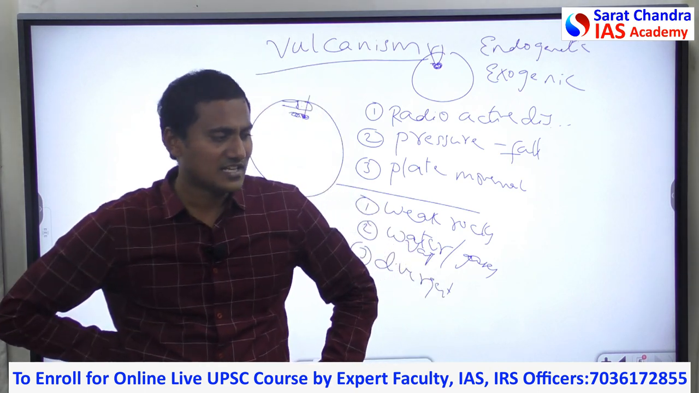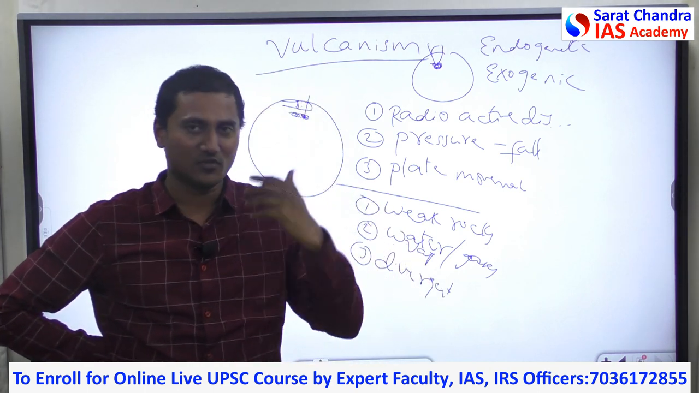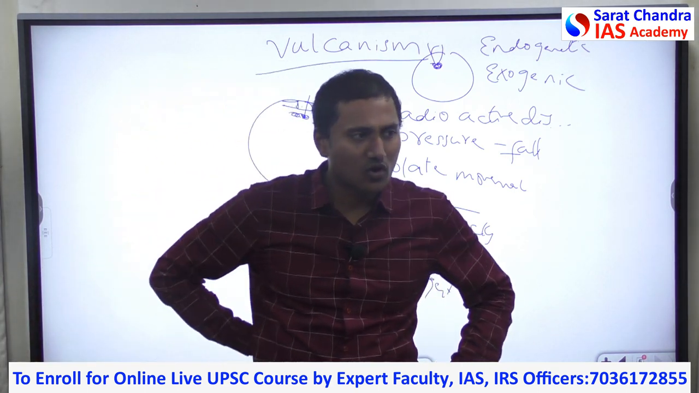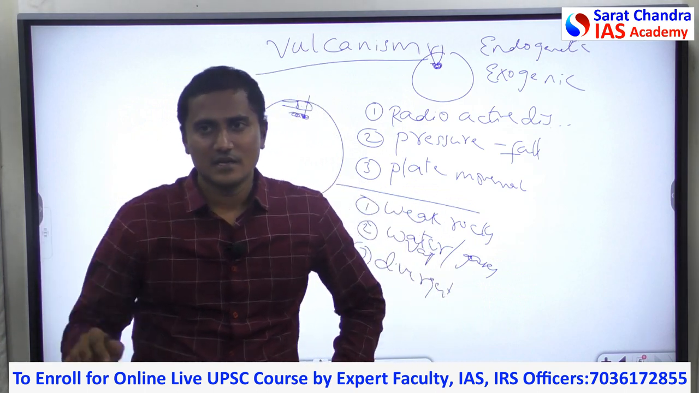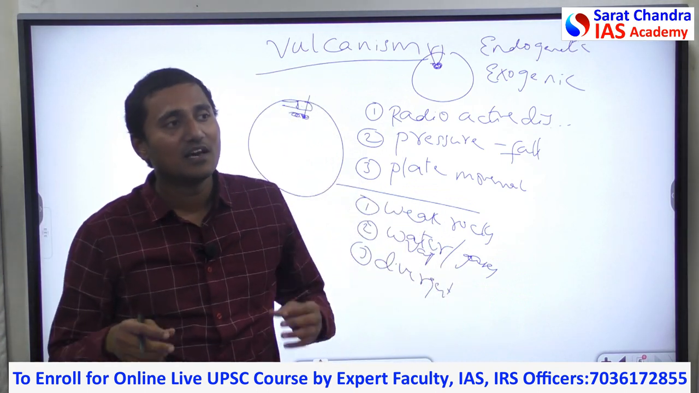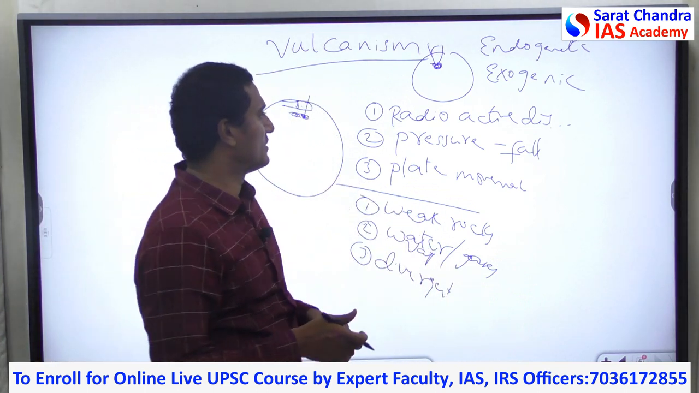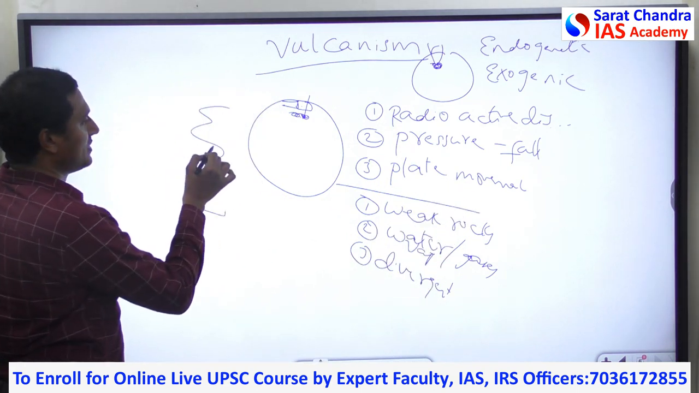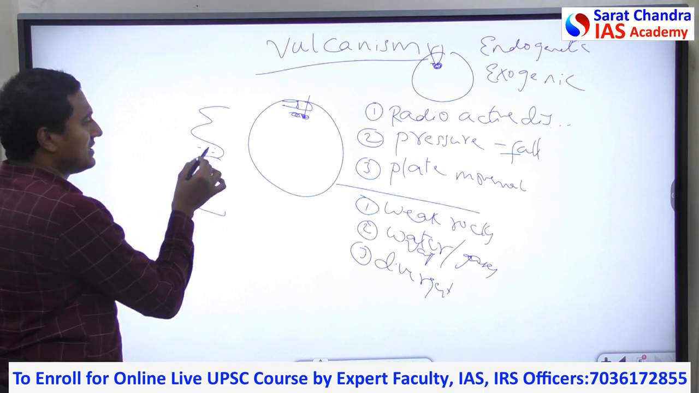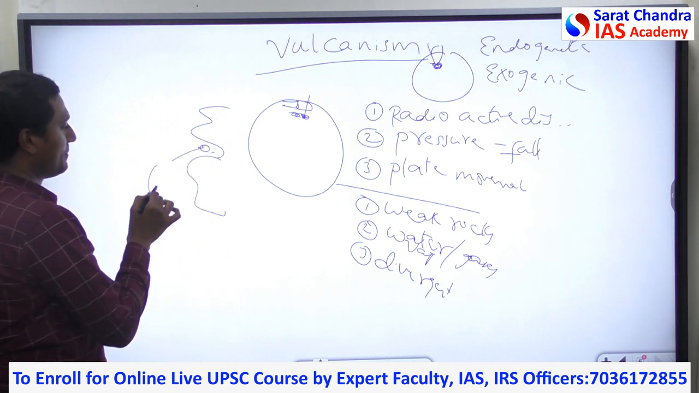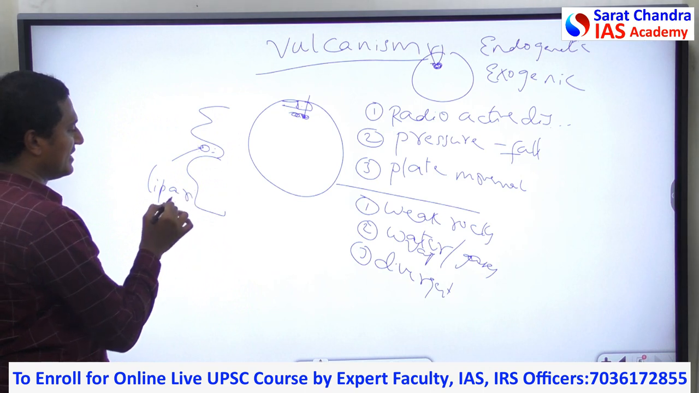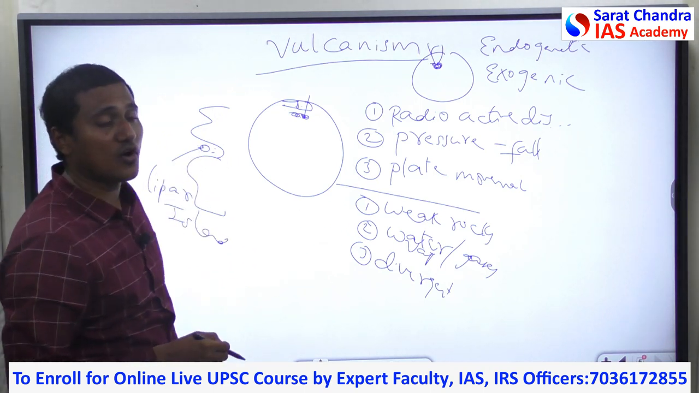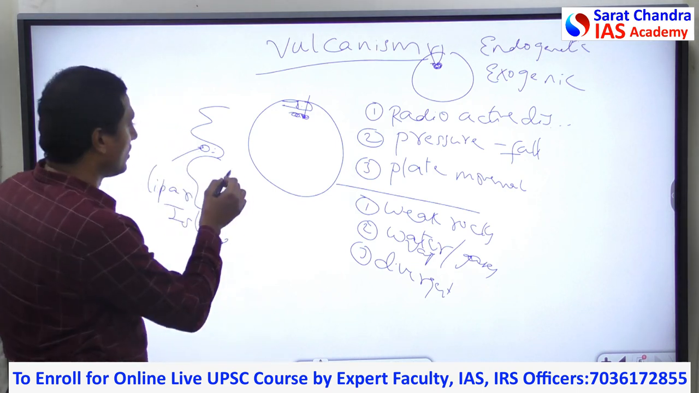Have you heard in the news in the last 5 years any major volcano anywhere in the world? Kilimanjaro. Congo. Stromboli occurs regularly. Actually, Stromboli is called the lighthouse of the Mediterranean. If you take Africa and Europe, this is the Mediterranean Sea. In the Mediterranean Sea, there is an island called Lipari Island. In Lipari Island, there is a volcano called Stromboli. The name is Stromboli volcano.